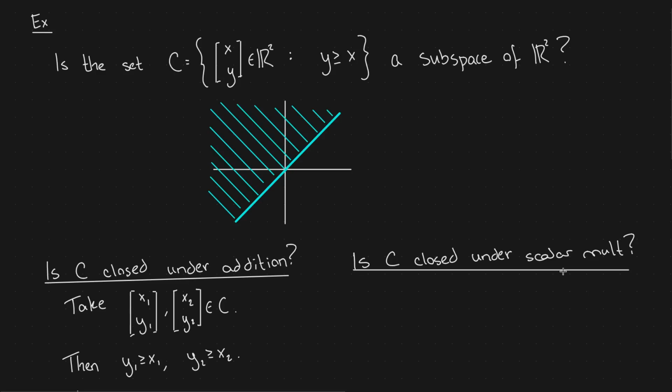And again, I'm looking at this and I'm pretty confident that it is not closed under scalar multiplication. The picture really helps me in this case. Because if I take some vector in the space, what I could do is multiply it by a negative scalar. And then I'd be outside, wouldn't I? So let's find that counterexample.